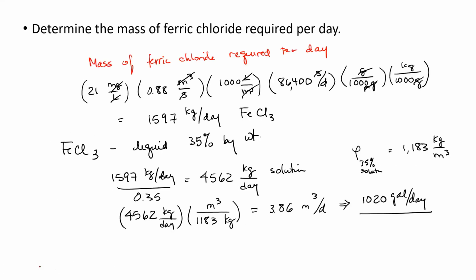So on Monday, I went through and we calculated the amount of ferric chloride required per day. We multiplied the dose by the flow rate and then used the appropriate conversions. Ferric chloride is actually supplied as a liquid, so we then calculated the volume. Notice, because it's only 35% by mass, we actually need almost 3 times as much mass of ferric chloride than what we calculated initially. You're paying for water, basically.